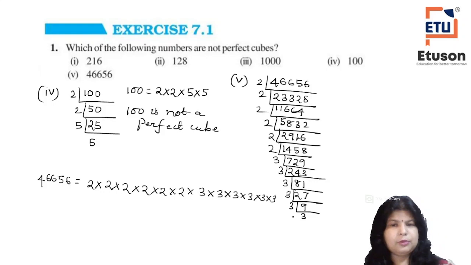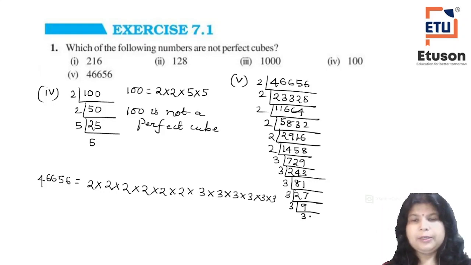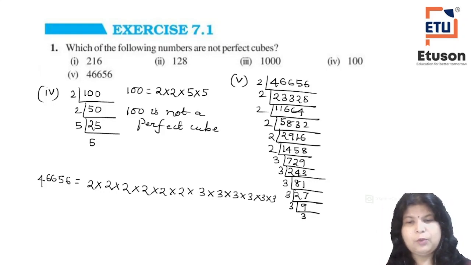Just check whether you have included all the prime factors or not. So how many 3's are there? 1, 2, 3, 4, 5, 6. We have written 6 3's. So there are also 6 2's. So let us check whether we have written 6 2's or not. Yeah, 1, 2, 3, 4, 5, 6.